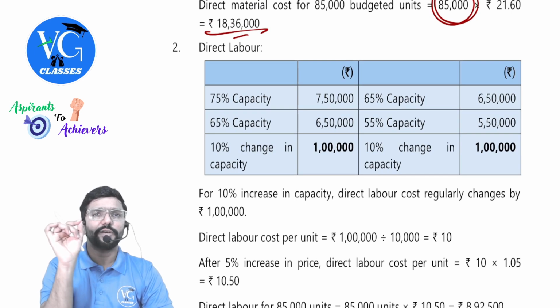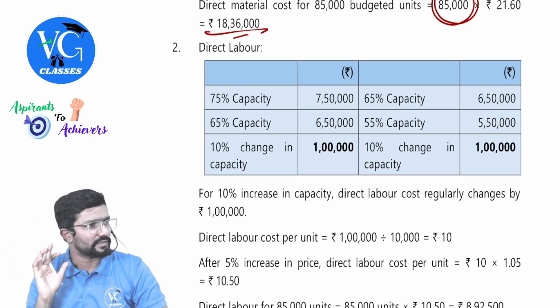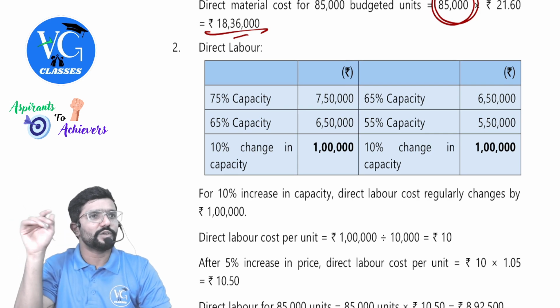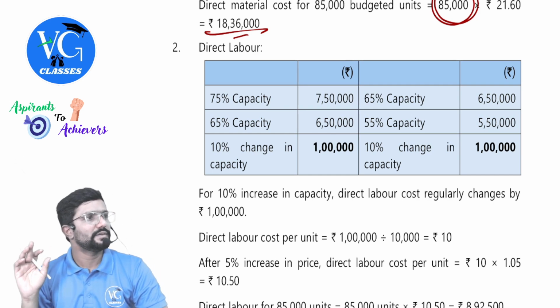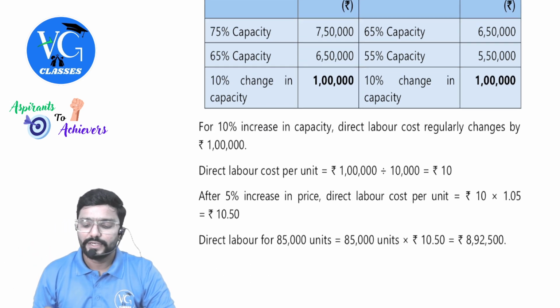As direct labor cost per unit remains the same, it is variable in nature. Variable cost per unit is equal to direct labor cost at 55%. How much? Direct labor cost at 55% is 5 lakh 50, divided by 55,000. 10 rupees. Okay, sir, 10 rupees we got.